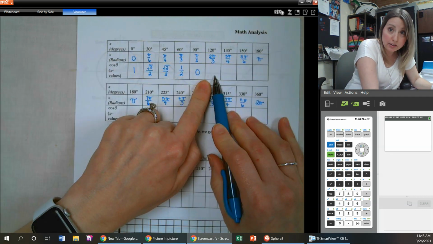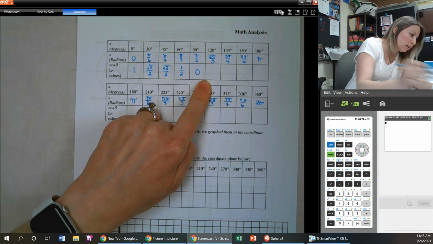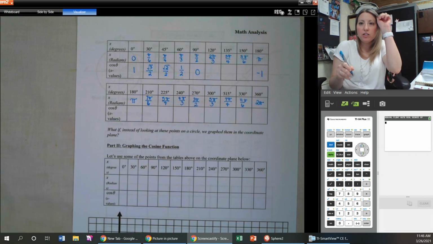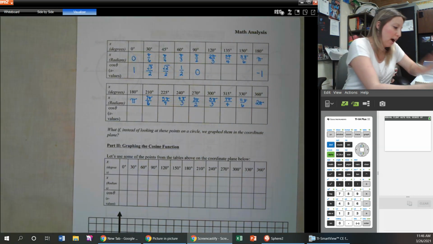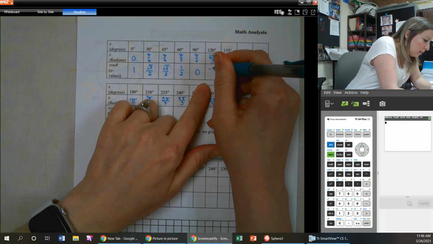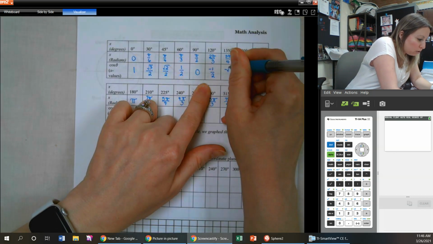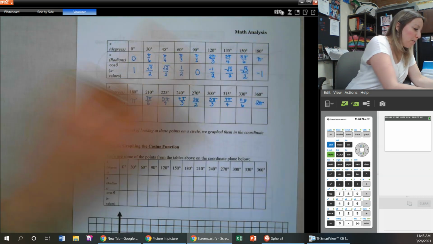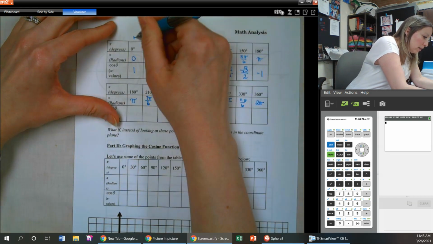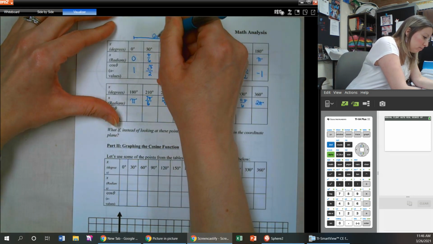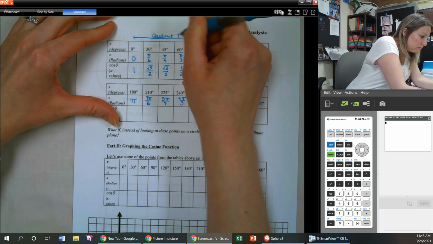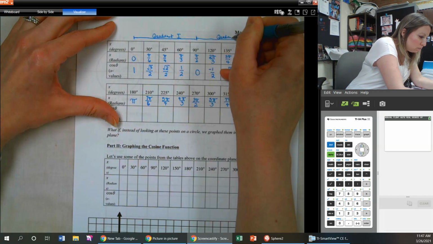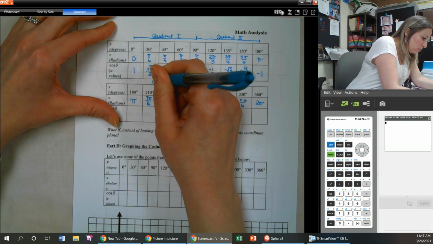And now what happens is these continue heading down until -1 is at 180, and that's the low point. So this low point is right in the middle of the graph. So -1/2, negative radical 2 over 2, negative radical 3 over 2. And just a reminder, here's quadrant 1. Here's quadrant 2. Quadrant 3.